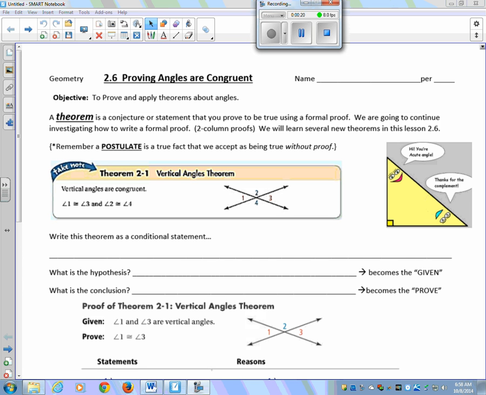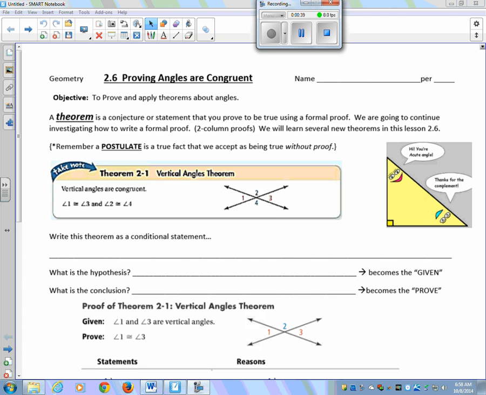So first of all, a theorem is a conjecture or statement that you prove to be true using a formal proof. So we're going to continue investigating how to write a formal proof. We will learn several new theorems. This is just the beginning of all the theorems we will be learning.